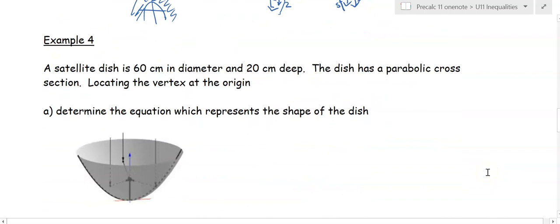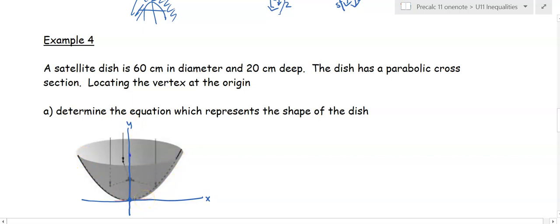All right, we have a satellite dish. It is 60 centimeters in diameter, so 60 centimeters across and 20 centimeters deep. The dish has a parabolic cross-section locating the vertex at the origin. So we are going to locate the vertex right here. So we have to create our xy axes. There's our xy axis, so the vertex of this parabola is at the origin.